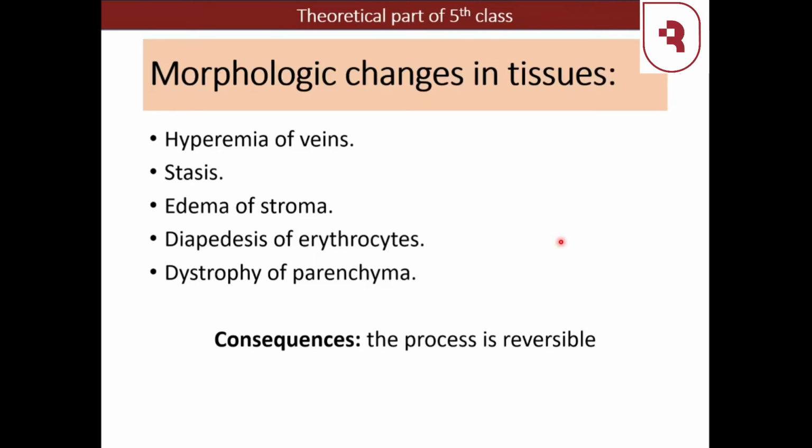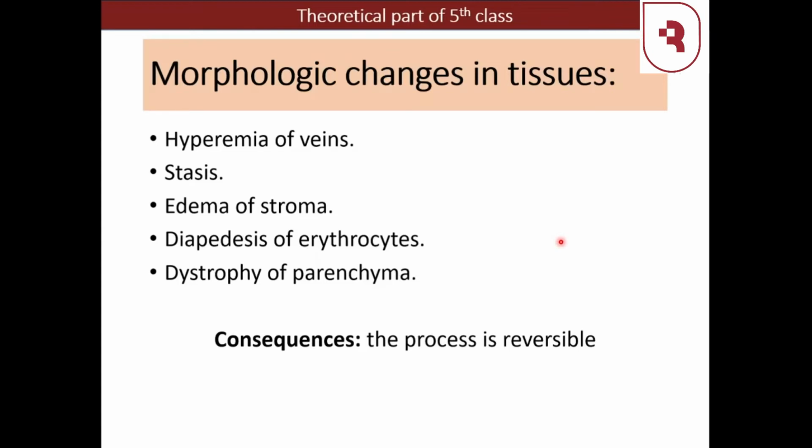Edema of the stroma of the organ, which I have already shown you in the previous slide, and diapedesis of erythrocytes. Diapedesis is a type of hemorrhage where we may see a high increase in the permeability of the vessel and accumulation of red blood cells outside of the arteries.